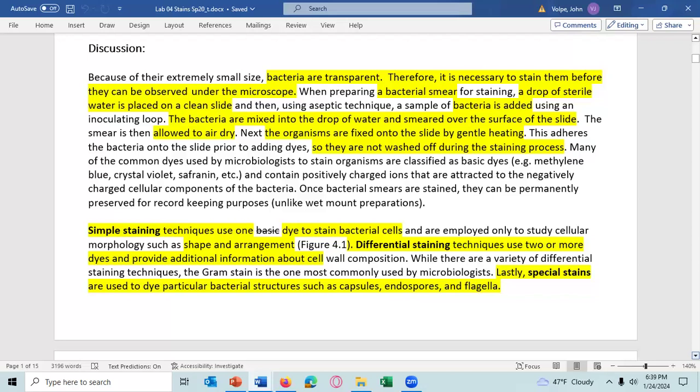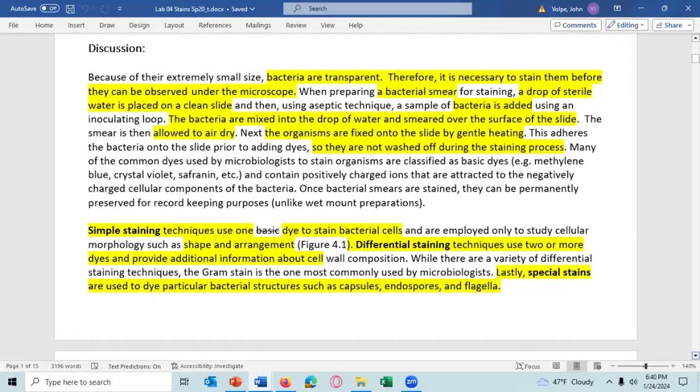And that will speed up the drying if you smear the water. And then allow the slide to air dry. The organisms, meaning the bacteria, are fixed on the slide by partly the air drying and then mainly by heat fixing the cells by gentle heating. And if you do not air dry the slides and heat fix them, they will be washed off during the staining process. Any question about any of that? All right.